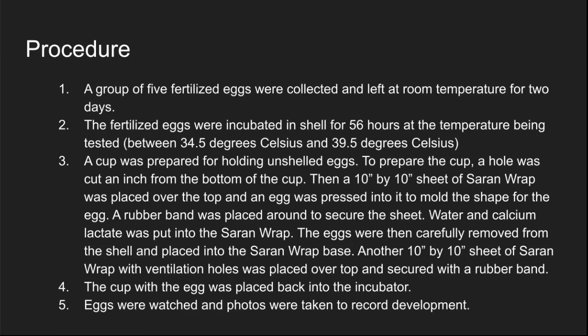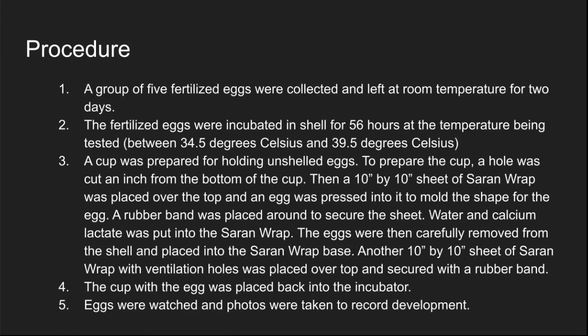Water and calcium lactate were put into the saran wrap. The eggs were carefully removed from the shell and placed in the saran wrap base. Another 10-inch by 10-inch sheet of saran wrap with ventilation holes was placed over the top and secured with a rubber band. Step 4. The cup with the eggs was placed back into the incubator.